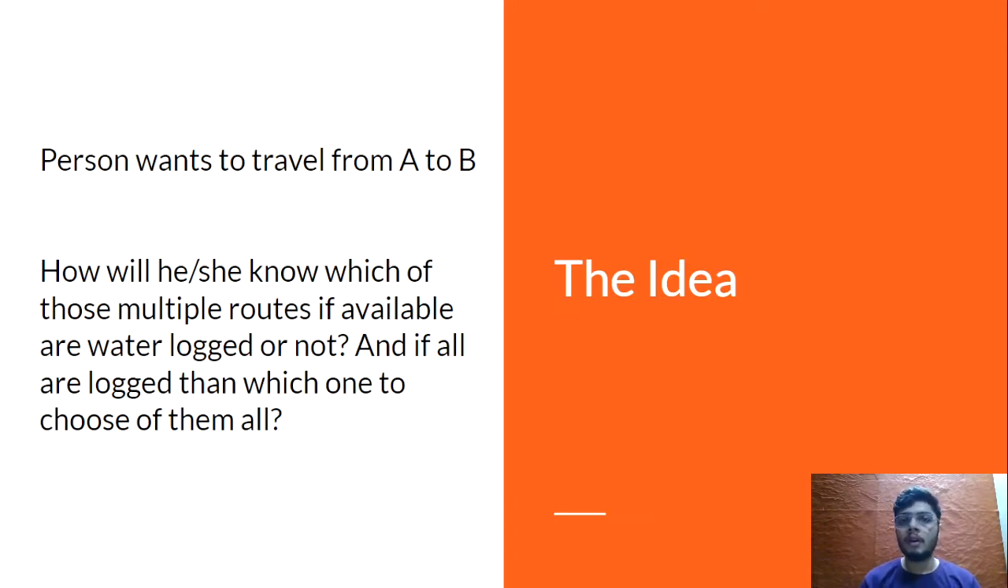So when you go onto Google Maps, you type a from and a to. So it gives you some routes, right? So which one to take? According to Google, it will give you the shortest distance, the route you will cover in the least time. It will show you that route.